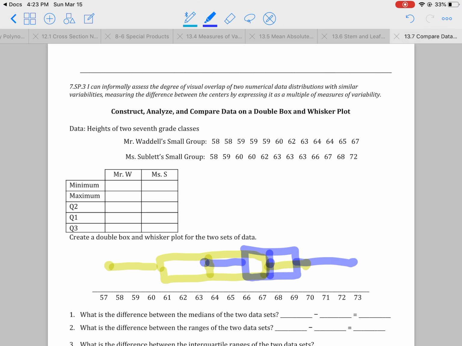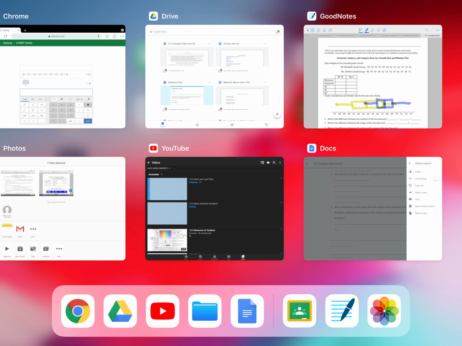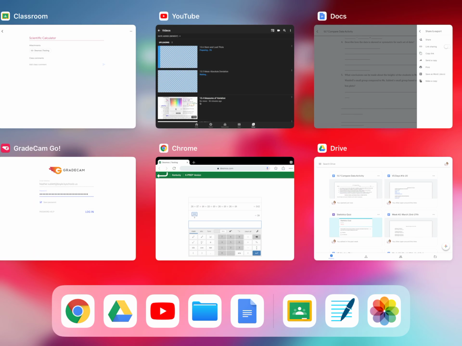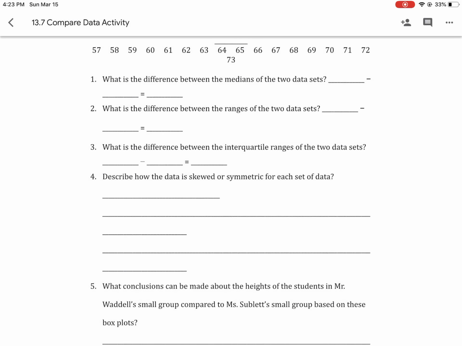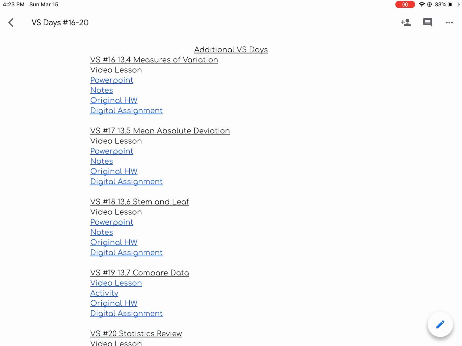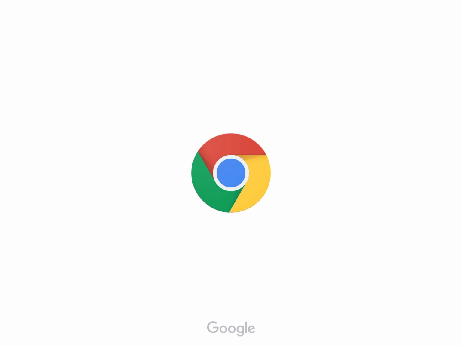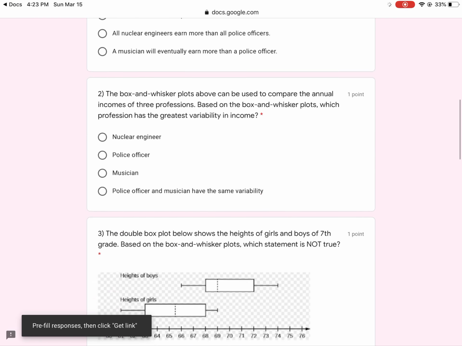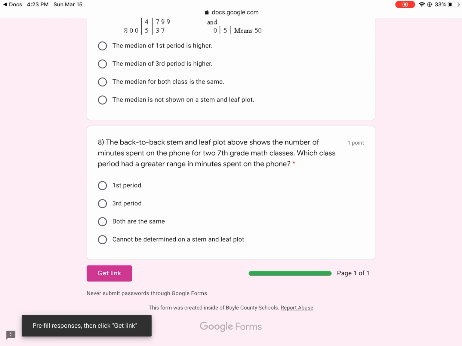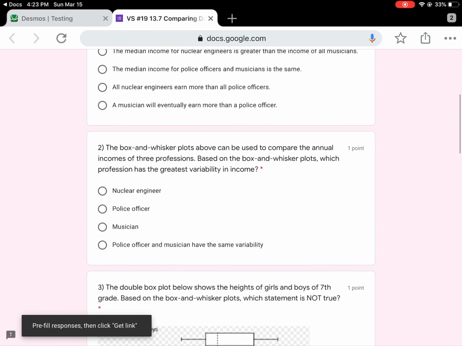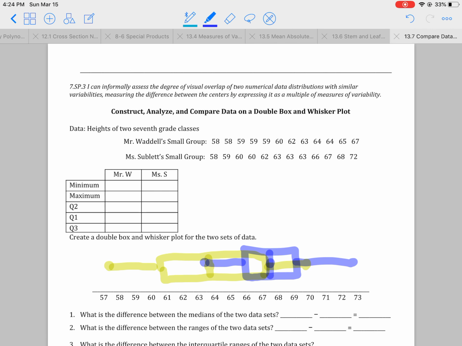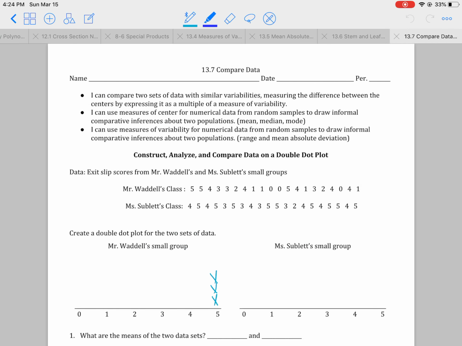There is a digital assignment for this. Digital assignment for comparing data. And it is only a few questions. Ends up being 8 questions. Also, there will be a digital form for you to put your answers for this activity in.